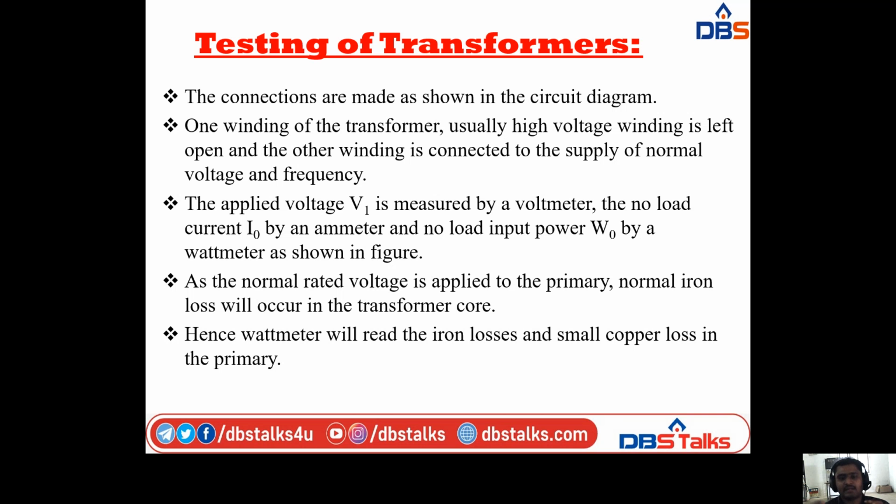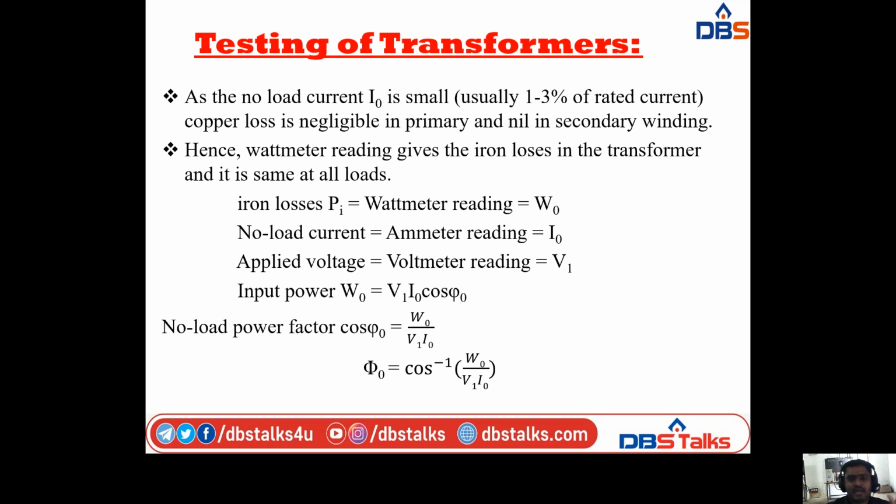In the practicals we are using the normal rated voltage, that is 240 or 220 or 230 volts. At that time normal iron loss will occur in the transformer core. Hence the wattmeter, that is W naught, will read the iron losses and small copper losses in the primary. The no load current I naught is small, usually 1 to 3% of rated current. Actually the rated current is 8.9 amperes in this one.